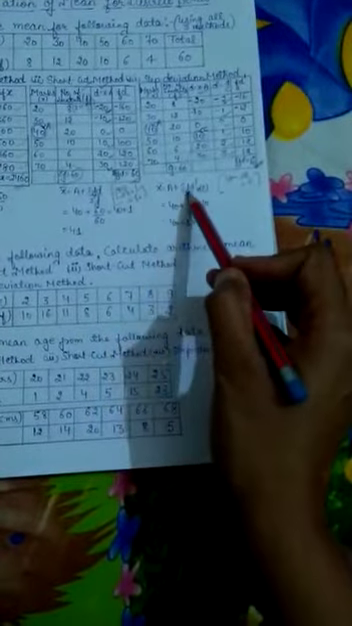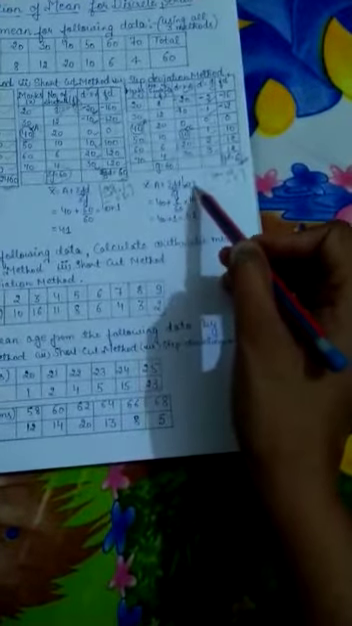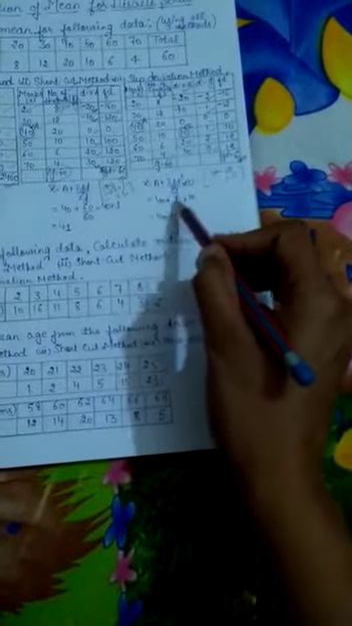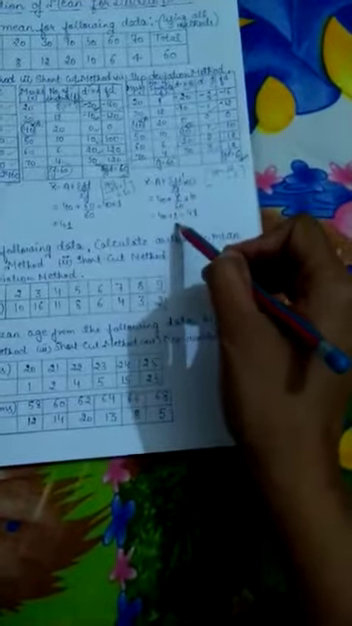Now what is x bar? X bar is A plus sigma F D dash upon sigma F, into C. So 40 plus, sigma F D dash is 6, upon sigma F, that is 60, into 10, because I have taken C as 10. So 40 plus 6 upon 60 into 10. After calculation this will give you 1. So 40 plus 1 is 41. By using all the three methods we will get approximately the same answer.